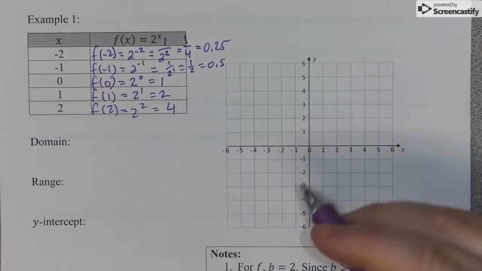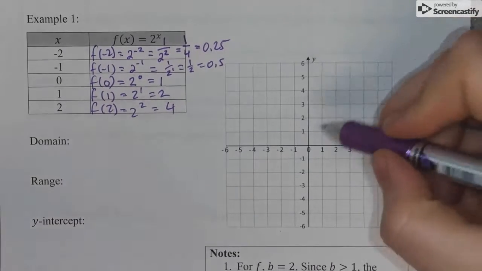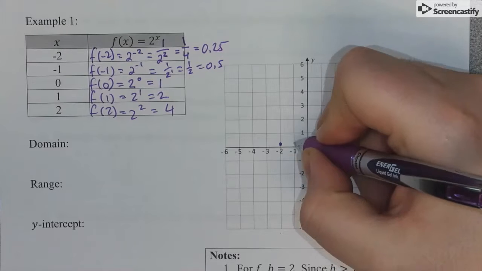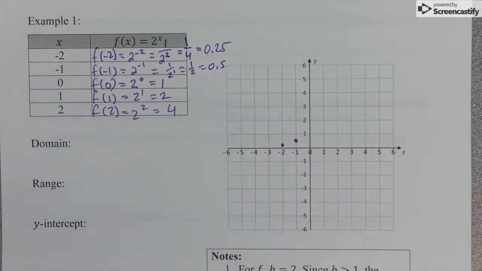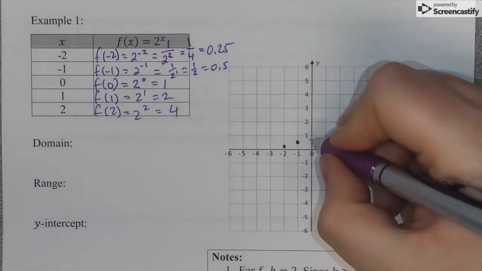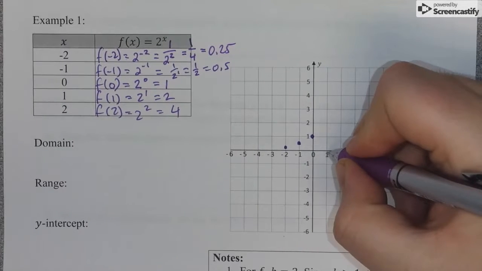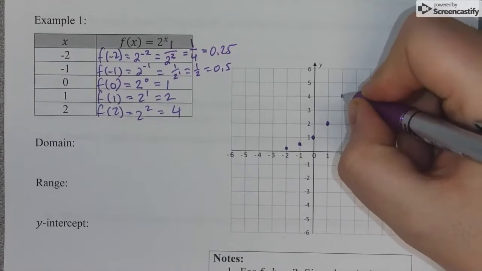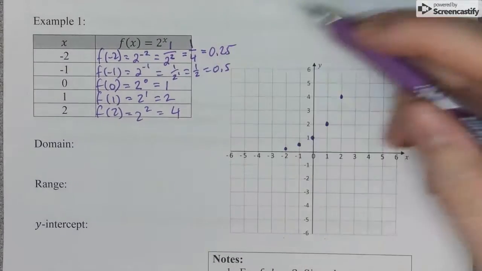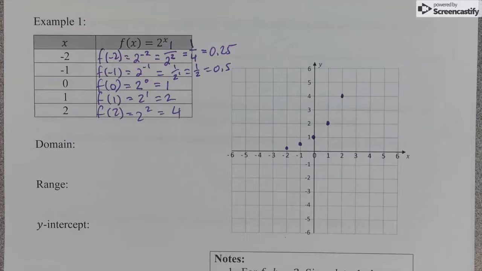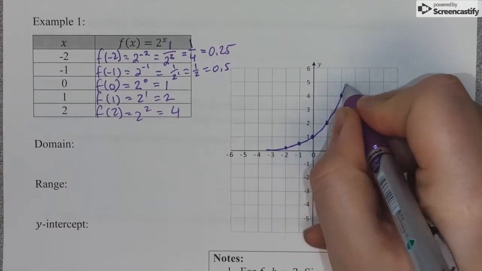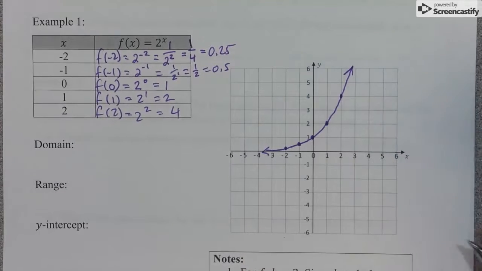So then we're going to go ahead and plot these points on our graph over here. So negative 2, 0.25; negative 1, 0.5; 0, 1; 1, 2; and 2, 4. Notice it starts going a little faster after you get past 0 there. So it's starting to go really fast here. So this is what your graph would look like.